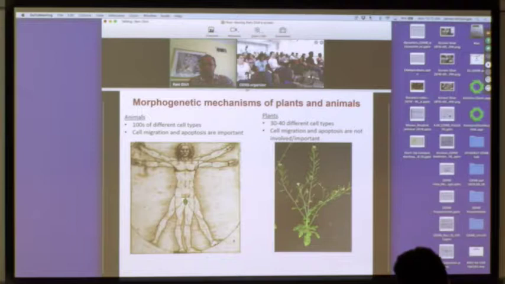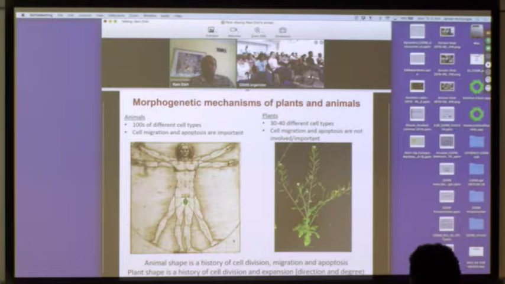So one way to summarize this is that we can think of the shape of animals, such as the one shown here, Leonardo's famous Vitruvian Man picture, as essentially a record of cell division events, cell migration events, and apoptosis, where and when apoptosis happened.